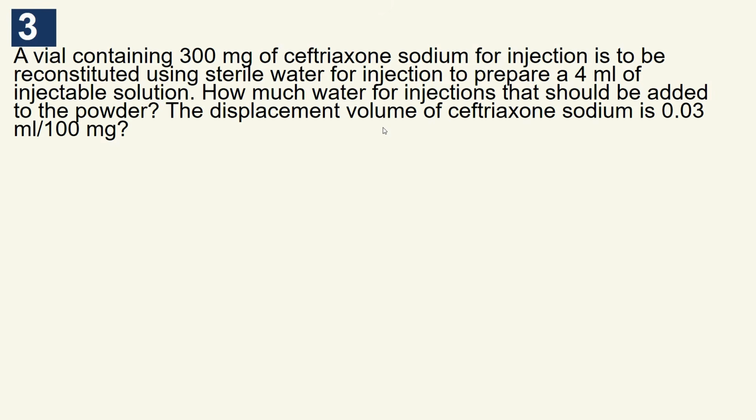A vial containing 300 milligrams of ceftriaxone sodium for injection is to be reconstituted using sterile water for injection to prepare 4 mL. Basically, you have 300 milligrams of ceftriaxone in 4 mL. How much water for injection should be added to the powder? The displacement value of ceftriaxone sodium is 0.03 mL per 100 milligrams.